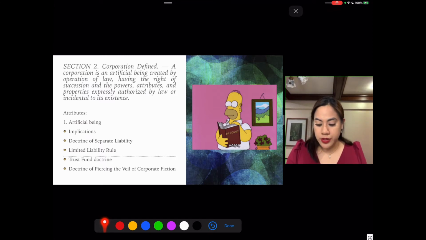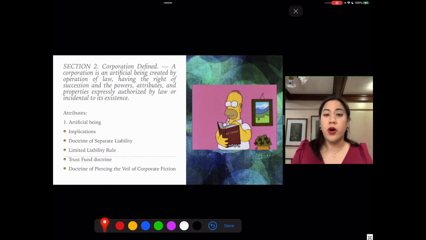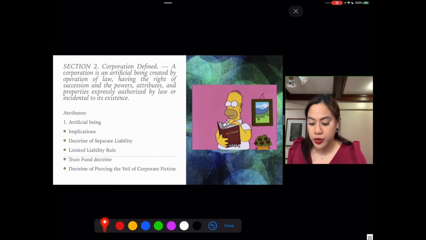2 is in alter ego cases, when the corporation is just a mere instrumentality or alter ego of the stockholders or the owners. 3 is to defeat public convenience. So usually when it's used to evade a tax liability or to justify a wrong or defend a crime. And the 4th is in equity cases, usually in labor.